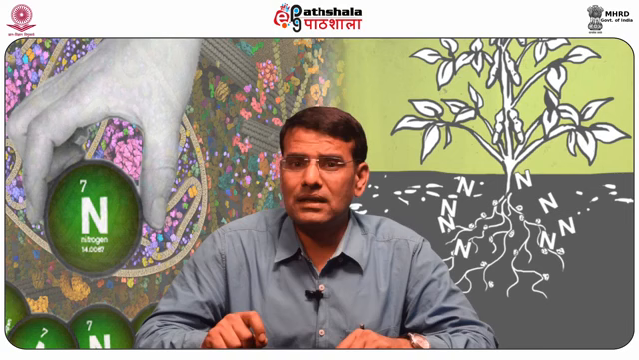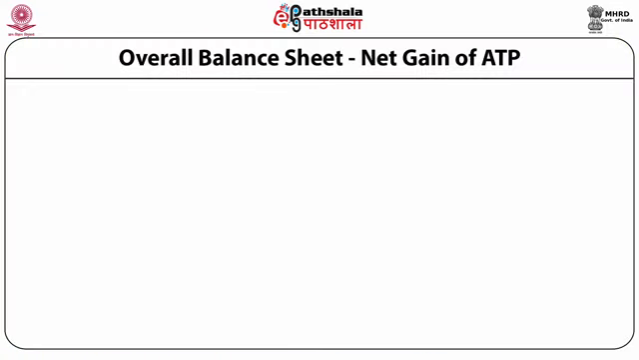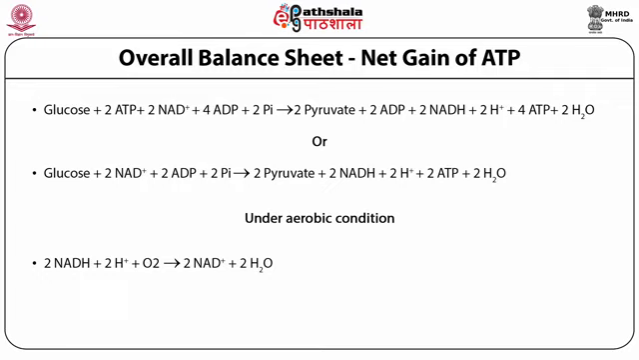Glyceraldehyde 3-phosphate is on the direct pathway of glycolysis, whereas dihydroxyacetone phosphate is not. Following is the overall balance sheet, the net gain of ATP during glycolysis. Under aerobic conditions, the two molecules of NADH are reoxidized to NAD plus by transfer of their electrons to the respiratory chain in the mitochondria.